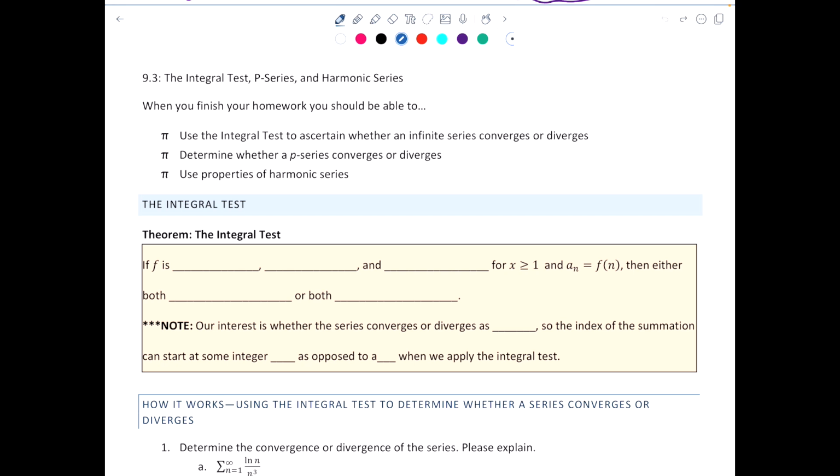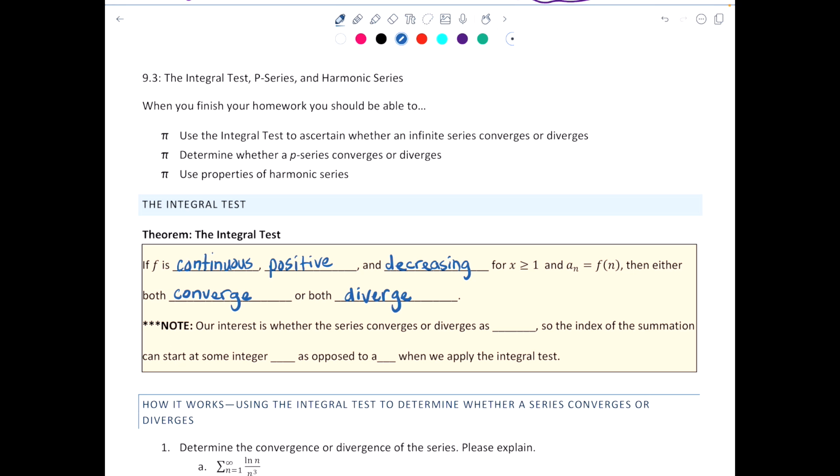If f is continuous, positive, and decreasing for x greater than or equal to 1 and a sub n equals f at n, then either both converge or both diverge.